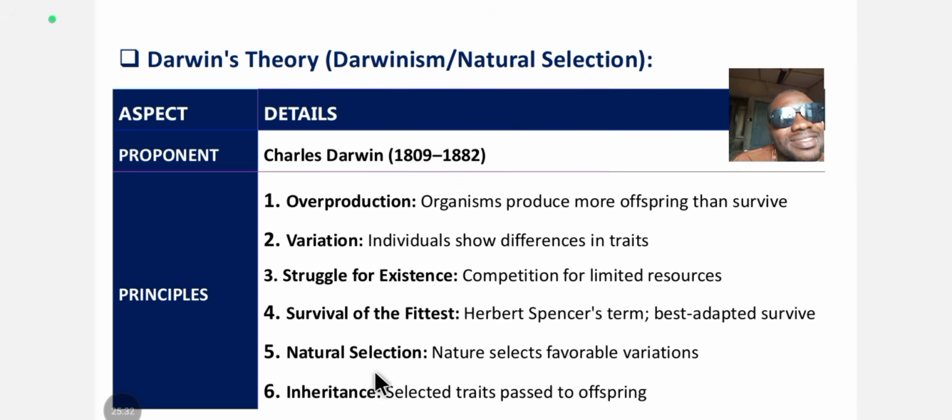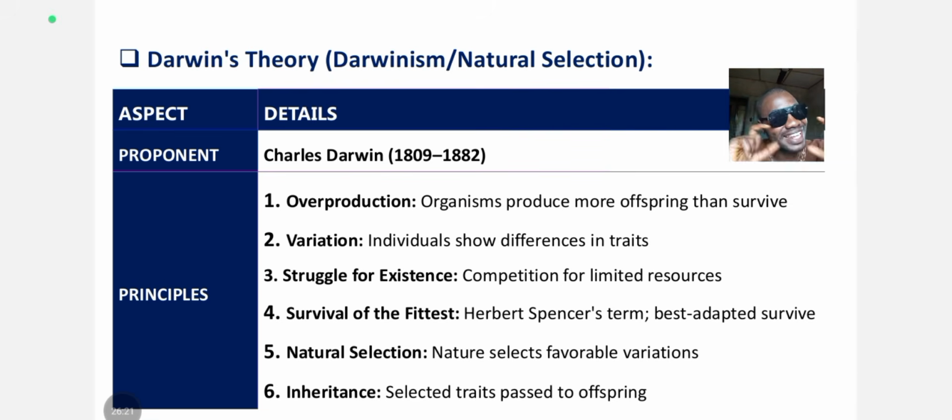Then number 5, natural selection. Nature selects favorable variation. So nature will select through the natural environment, the natural habitat. Now who will survive for that nature? It will be the fittest. It will be the selected. That's why it's called natural selection. Who will survive? The natural environment, the natural habitat, the natural situation, the natural condition. That's seen as the fittest, selected through natural selection.